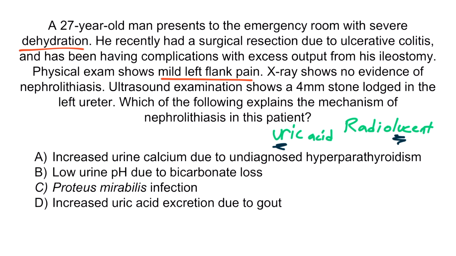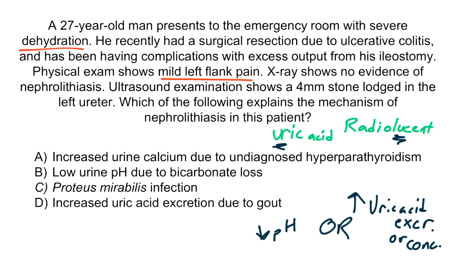Now, uric acid stones can be caused by increased uric acid excretion or increased uric acid concentration, or they can be caused by low urine pH. Now, low urine pH often occurs following chronic diarrhea due to GI bicarbonate loss, which occurred in this patient due to his increased ileostomy output. So the correct answer is B, low urine pH due to bicarbonate loss.